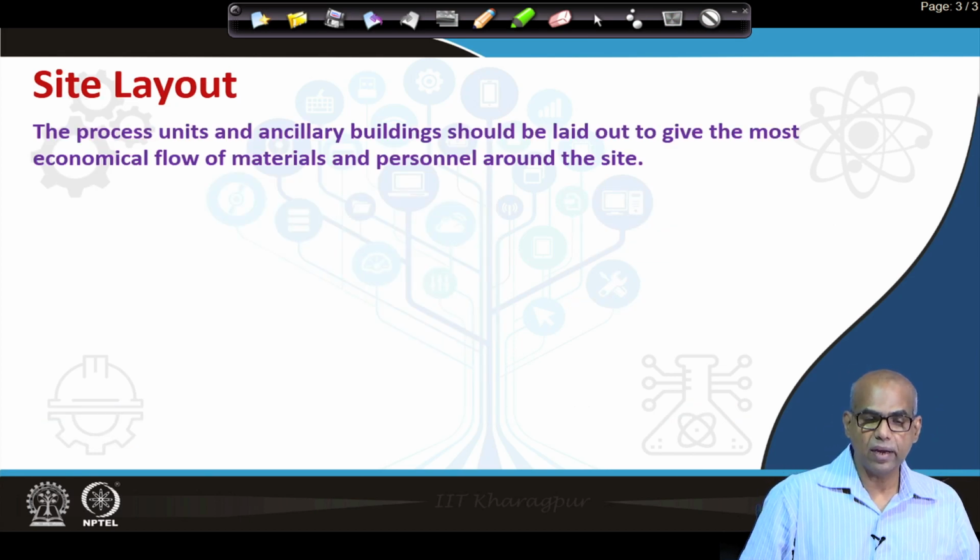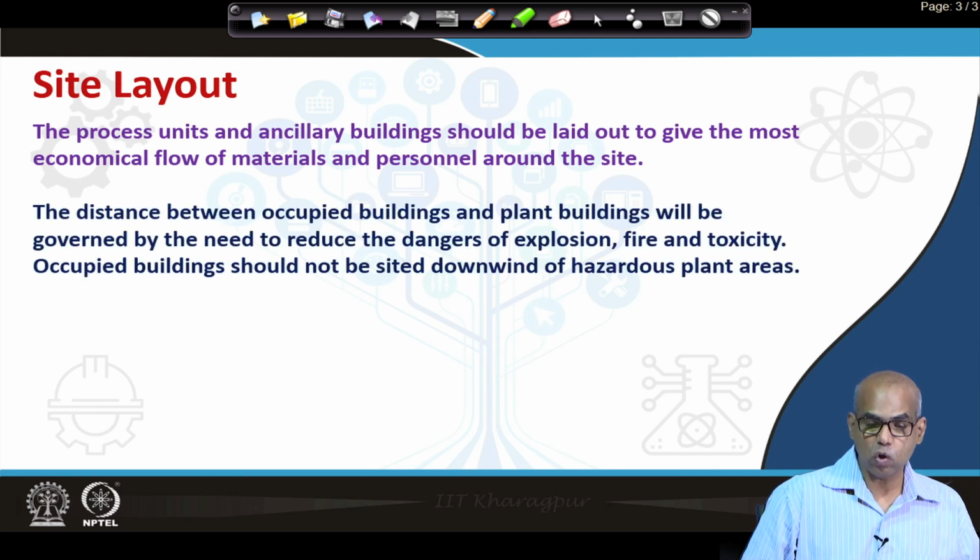The process units and ancillary buildings should be laid out to give the most economical flow of materials and personnel around the site. The distance between occupied buildings and plant buildings will be governed by the need to reduce the dangers of explosion, fire and toxicity. Occupied buildings should not be sited downwind of hazardous plant areas. I repeat, occupied buildings should not be sited downwind of hazardous plant areas. They should be sited upwind.